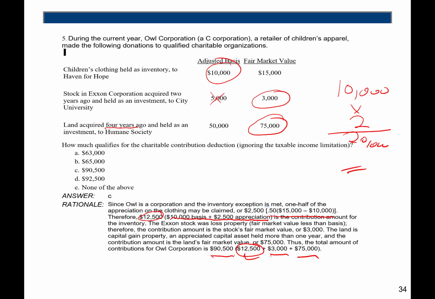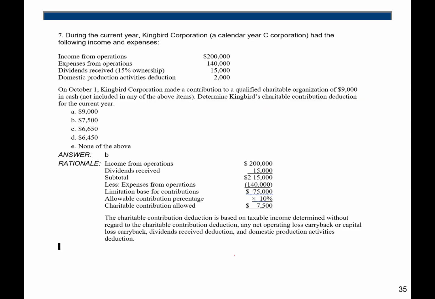Okay. All right, good. Let's take a look at this one, and we have what? Again, income from operations. Very annoying that they keep calling that income instead of revenue or whatever, but they got income from operations, and then they have what? The dividends received, and we have to add that back for purposes of determining our limit, don't we? Dividends received deduction, we don't get to take that, so we go ahead and we add that back.